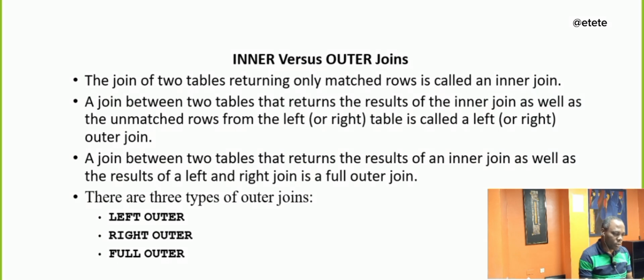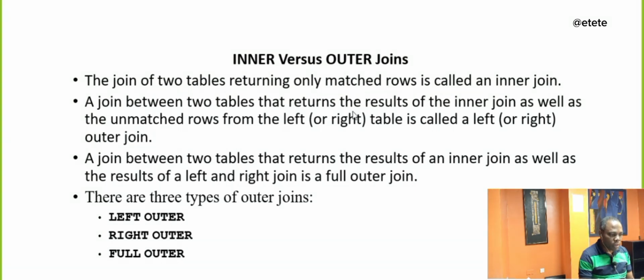The join of two tables returning only matched rows is called an inner join, meaning you are looking at two tables like the employee table and the department table. If you are going to return an output, there has to be a common ground between these two. Whatever condition you put as the join condition, the row that meets that join condition in both tables is the one that will be returned. So the join of two tables returning only matched rows is called an inner join, and we have used the natural join, the using clause, and the on clause to achieve that.